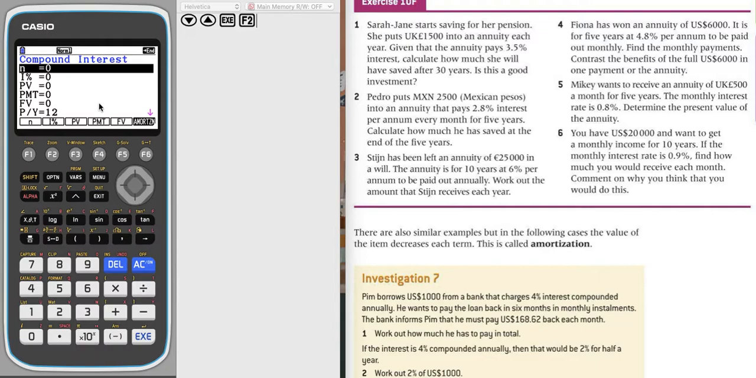Okay. Fun fact: TVM means total value for money. No, total value money. Anyway, okay.